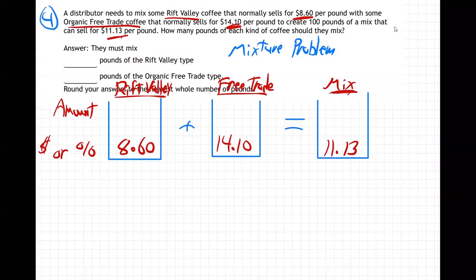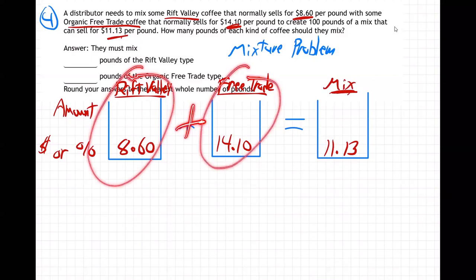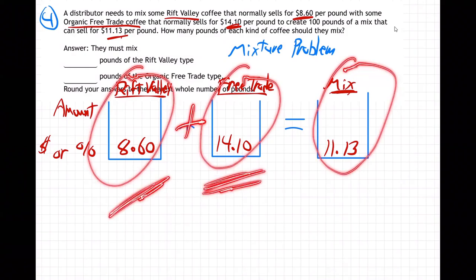Okay, so that makes sense. We're not done yet, obviously, but I just want to make sure it's making sense so far how we're setting this up. We have a bucket of Rift Valley coffee, we're adding a bucket of free trade coffee, to equal a mix of the two coffees. That's what you always do in a mixture problem. You combine two things to make a mixture.